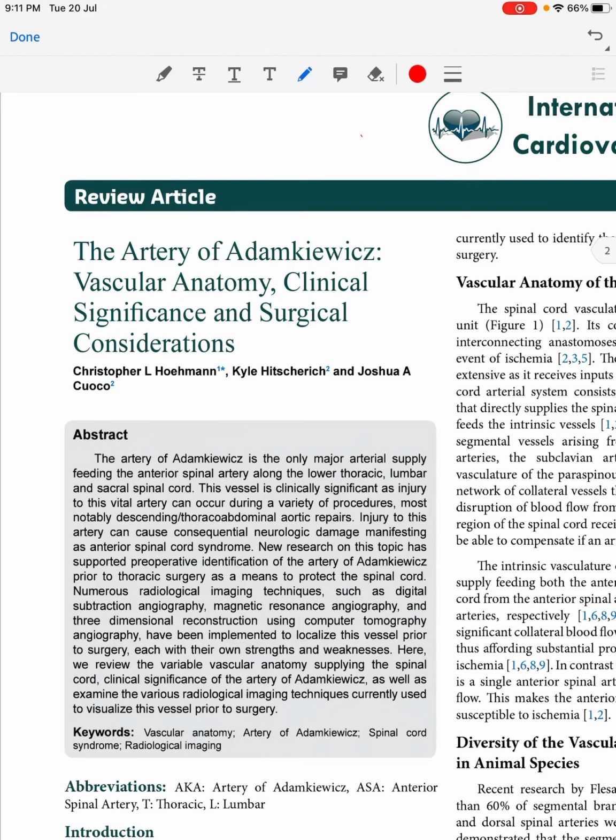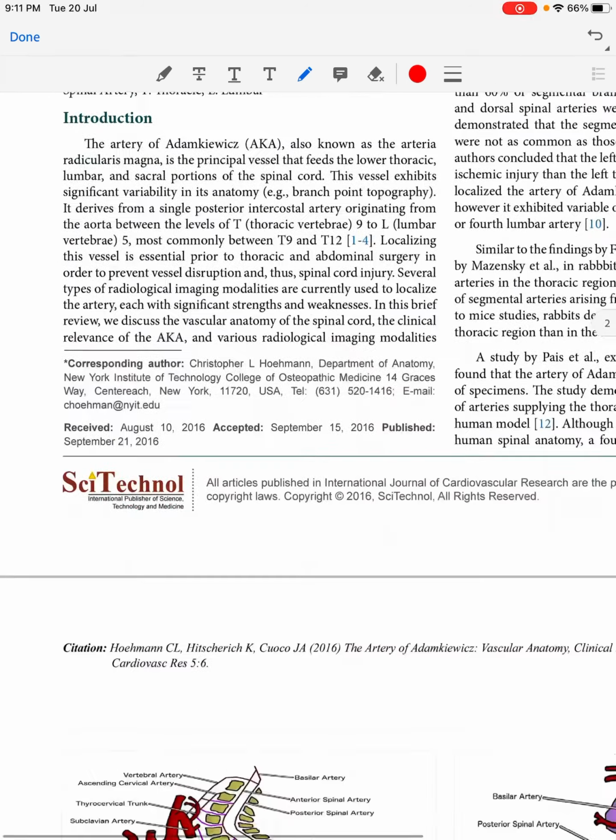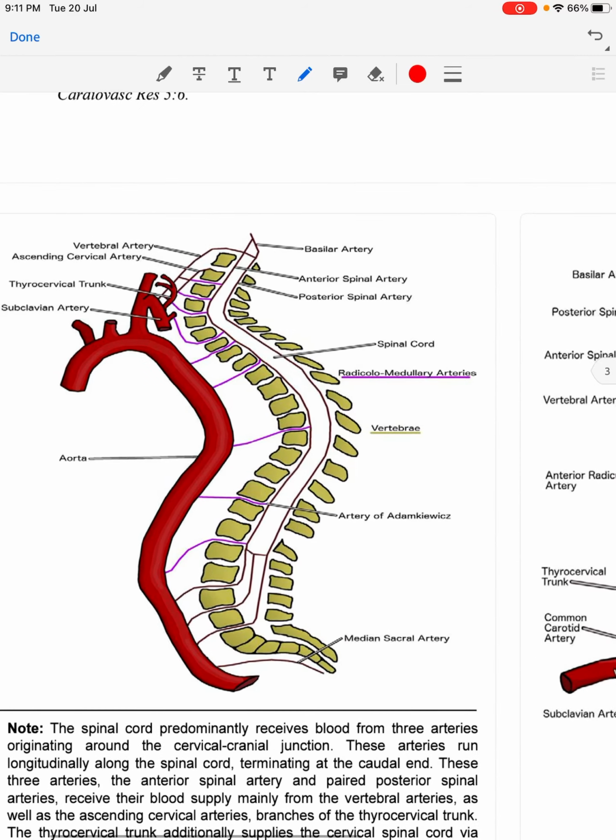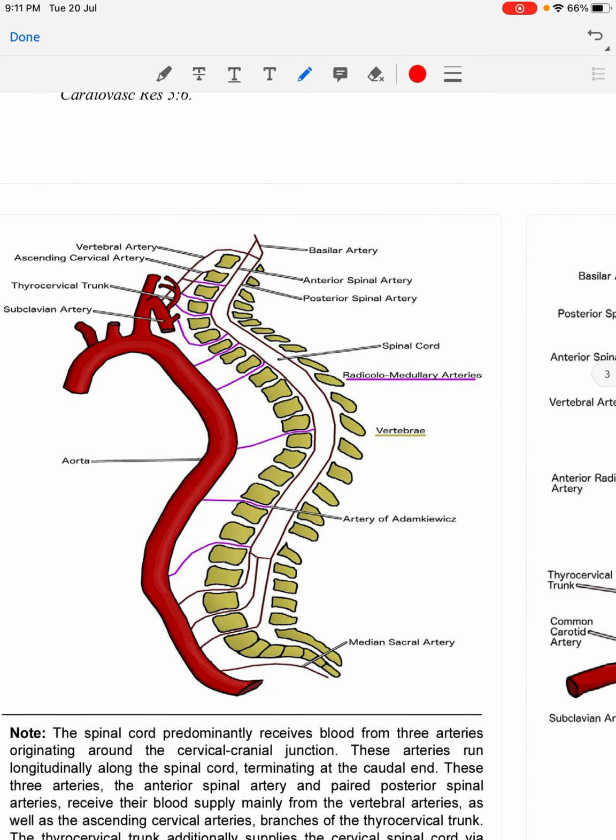So here in this video we will discuss the anatomy and the significance of the artery of Adamkiewicz. Before beginning with the artery of Adamkiewicz, we will discuss the blood supply of the spinal cord. We have already learned in our previous classes that we have the two anterior and the posterior spinal arteries, which are branches of the vertebral artery, which supply the anterior and the posterior part of the spinal cord.